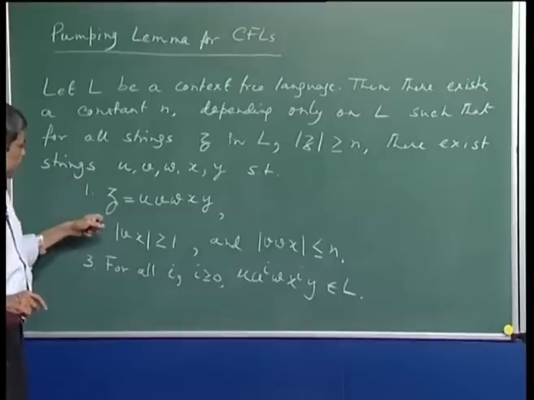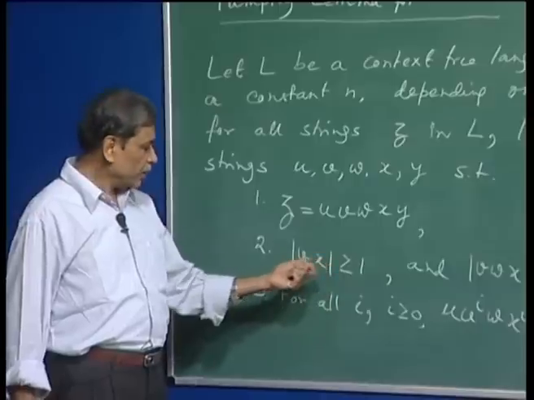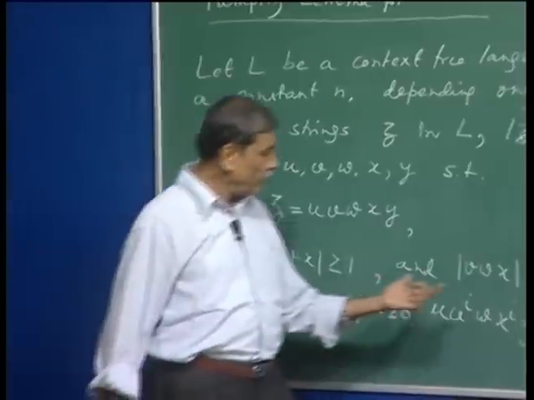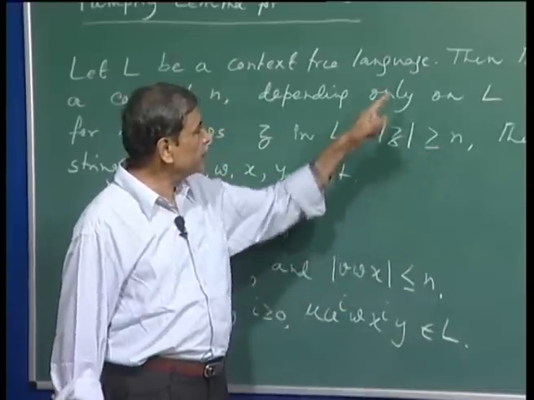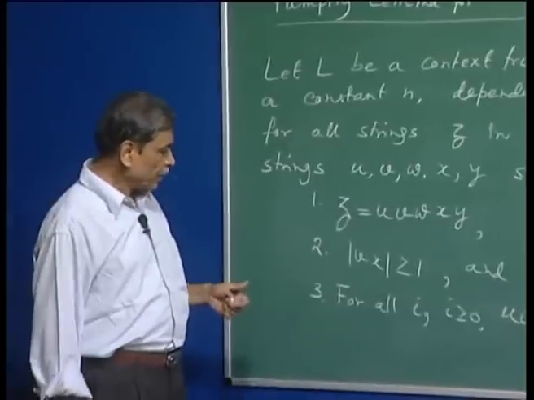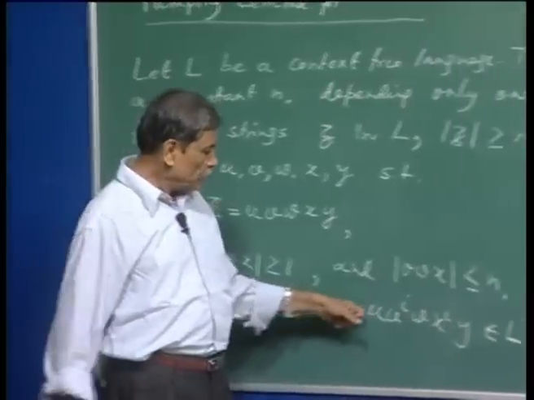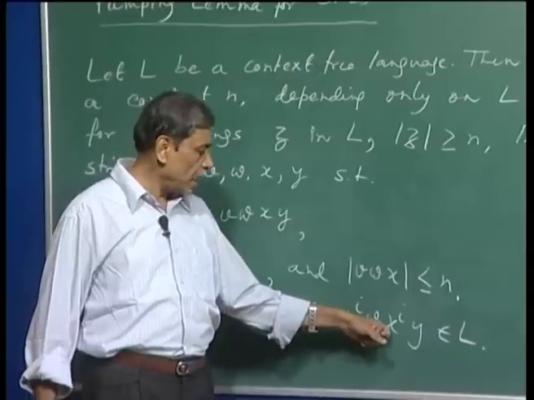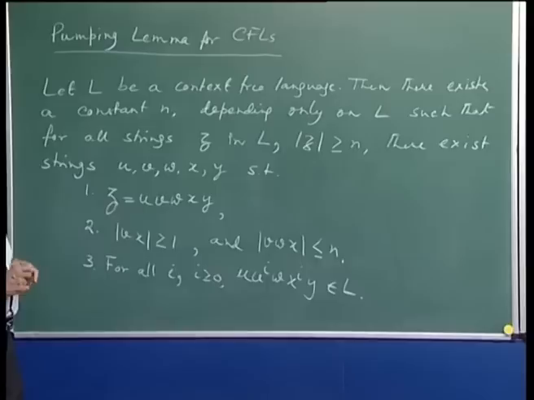break up this z in 5 parts u, v, w, x, y, such that both v and x cannot be empty. In other words, the length of the string vx is greater than or equal to 1, and the length of vwx altogether is less than or equal to n, where this n is the pumping lemma constant for the language L, and then the pumping condition: for all i greater than or equal to 0, u v to the power i, that means i copies of v followed by w followed by i copies of x followed by y, this string is also in the same language L.